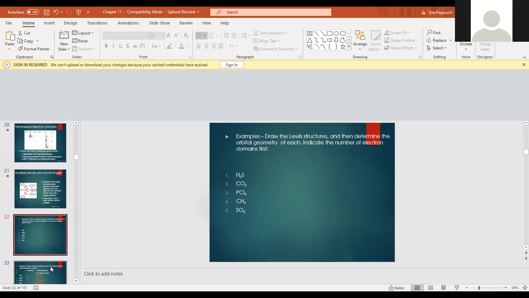H2S, Kevin? I got a linear. Okay, Kevin. When you drew your Lewis dot structure, you had six valence electrons for sulfur, two for the hydrogens, right? So if you have eight electrons, put the sulfur in the center and the two hydrogens to either side of it. You have one bond between one of the H's and the S and one between the other. You have four electrons left. Where do they go, Kevin? On the sulfur. So how many clouds are around sulfur?